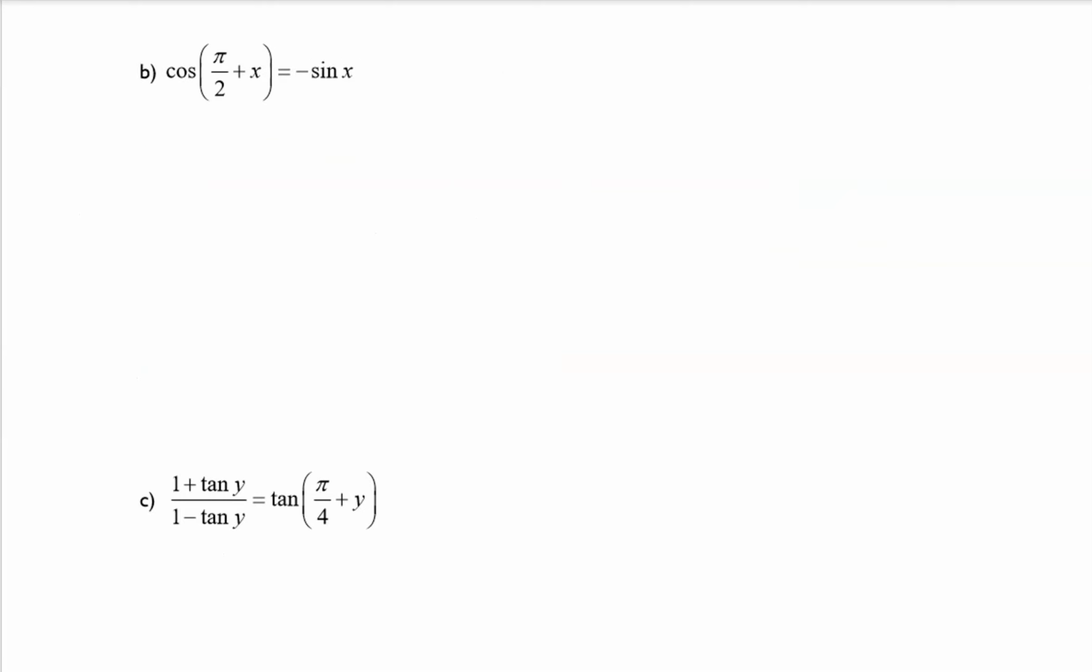Part B wants us to show that cosine of pi over 2 plus x is equal to negative sine of x. Now I'm going to start off with the left-hand side, and here we can use the sum identity. So we have cosine of pi over 2 plus x. If we use the sum formula for cosine, we know that it's going to be cosine, cosine, sine, sine. And we have cosine of pi over 2 times cosine of x. Now remember, cosine is the opposite sign, so we want minus here, minus sine of pi over 2 times sine of x.